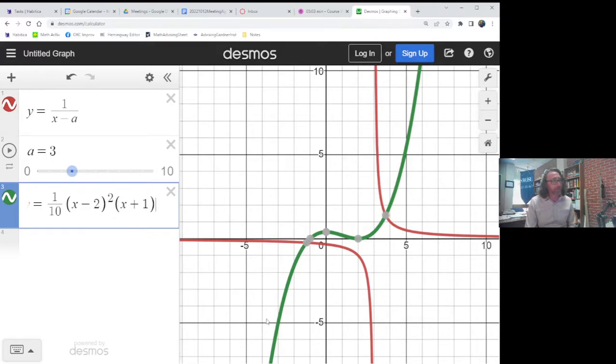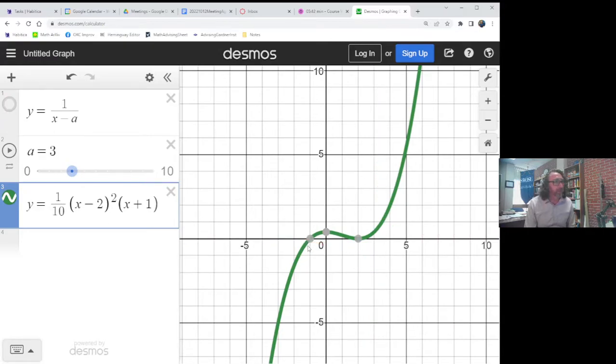Notice the polynomial graph, nice smooth curve. We have an x-intercept right there. Let me mute this for right now. We can see the graph is going to have an x-intercept at minus 1. It's going to have another x-intercept at 2. That's even multiplicity, so it's just going to touch the x-axis without crossing. So, continuous smooth curve for our polynomial function.